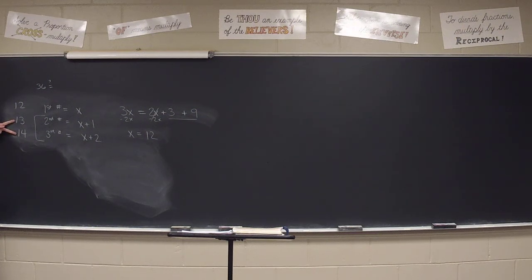What's the sum of these two? 27. What's 9 more than 27? 36. And it checks out. And so my answers are 12, 13, 14.